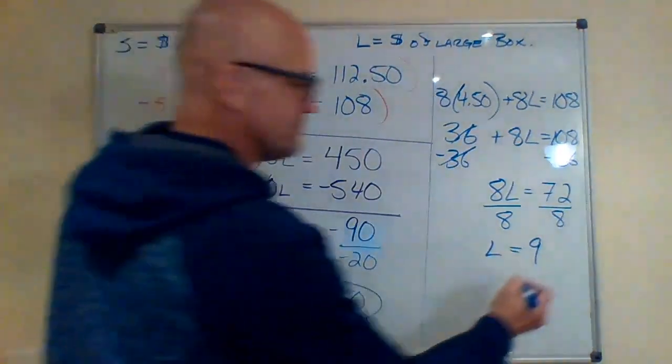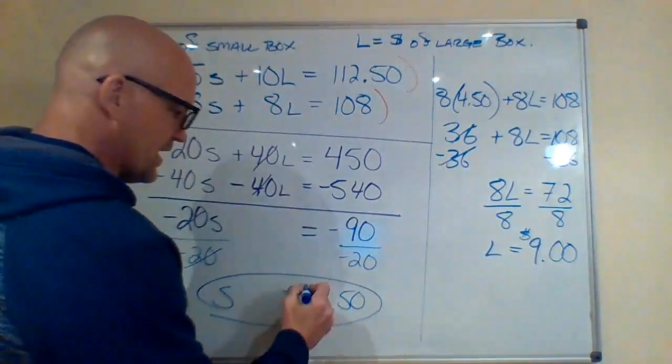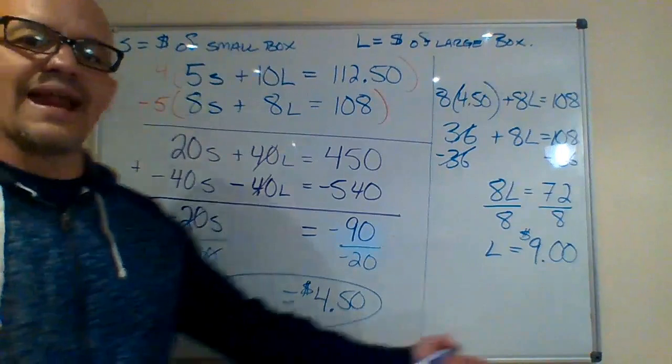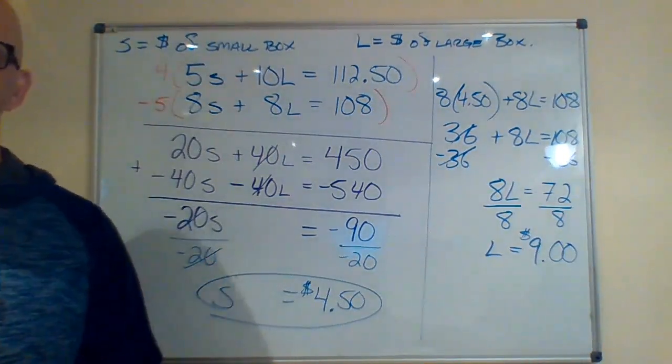Again, since it is a cost, I'm going to write it that way. So large is $9, small is $4.50. If I had more room, I would write that out. Cost of a small box is $4.50. Cost of a large box is $9.